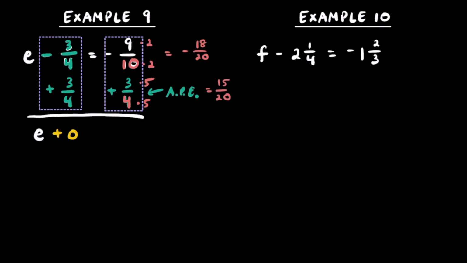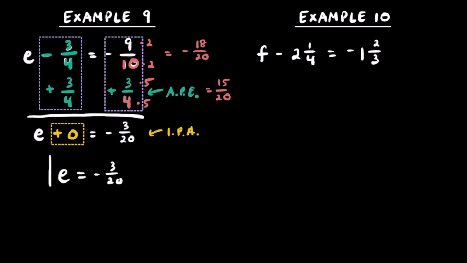So going ahead and adding negative 18/20 plus the 15/20, well, the negative 18 is more negative than the 15 is positive. So we can say that this 18 minus 15 is going to be negative 3. So we'll write negative 3/20. Let's go ahead and drop that 0 here and say at the very end that e is equal to negative 3/20. There's our solution.